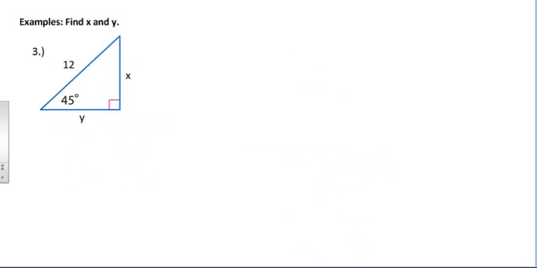And let's try one more here. We want to figure out what x and y are. This time, though, I've given you the hypotenuse. We know from the previous theorem that the length of the hypotenuse is the length of the leg times the square root of 2.